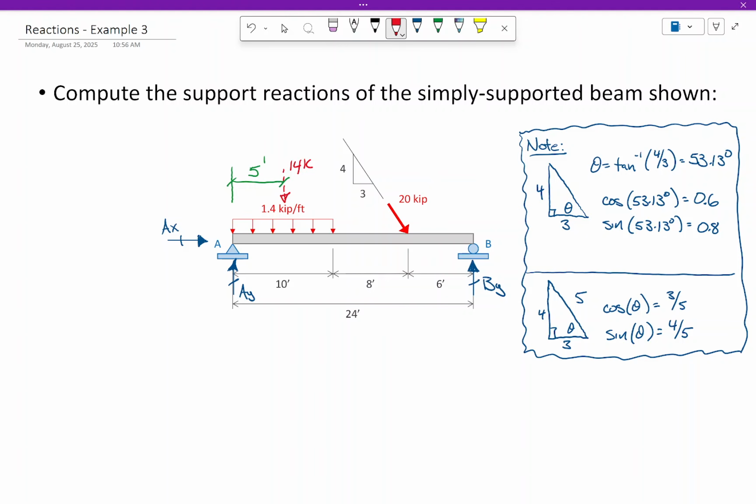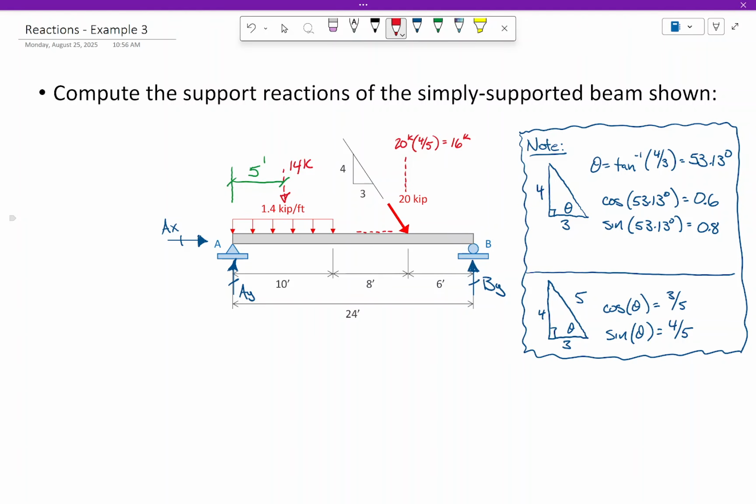Okay. So this 20 kip load, let's talk about this. I'm going to split this up into X and Y components. What I want to do is idealize this as a vertical load and a horizontal load. So let's deal with the vertical load first. What is the magnitude of that vertical load? I'm going to take 20 kips times what? 4/5, which is 16 kips, right?